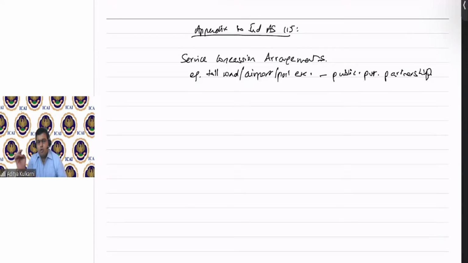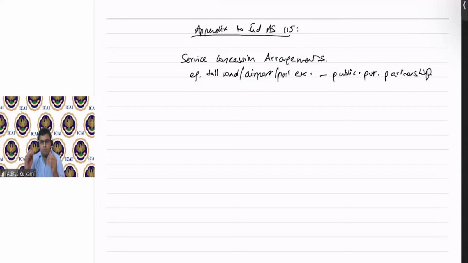In Goa also, they have built an airport. I think it's GMR or GVK, whatever it is. I think in Goa it's GMR. GVK is there in Hyderabad. Bangalore, you have GVK. Okay.